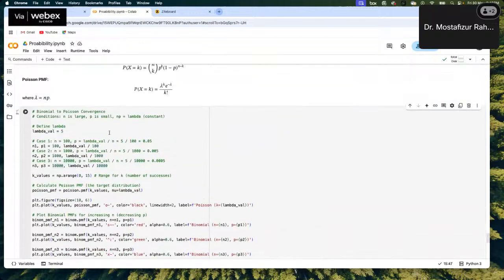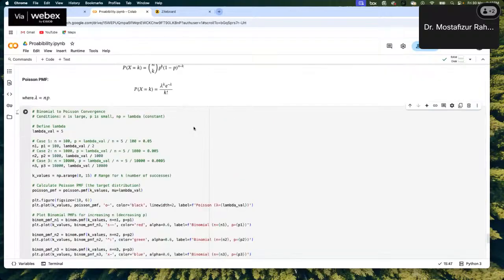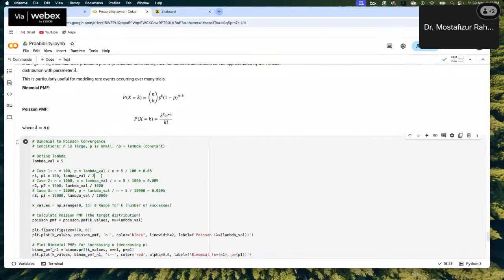Now let's check something. Let's change the value. Say for example, in the first case, you have taken 100 samples, and let's take the probability value as lambda by, say, 2. Okay, and now let's check the answer. You see that, it disappears probably. So in the plot, let's take this by 20 maybe.